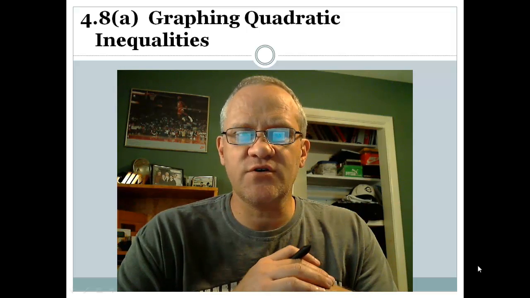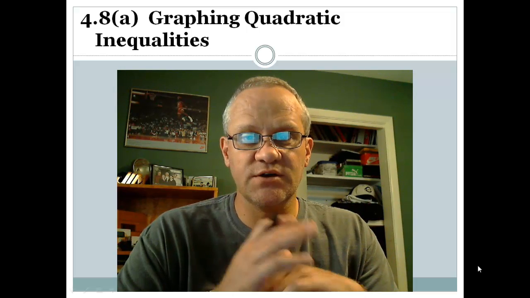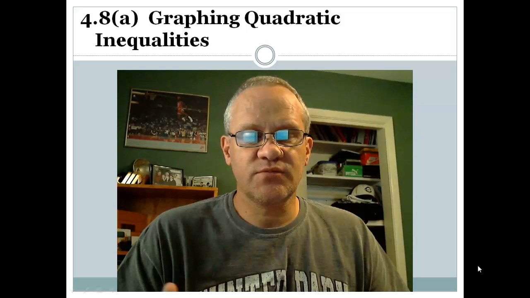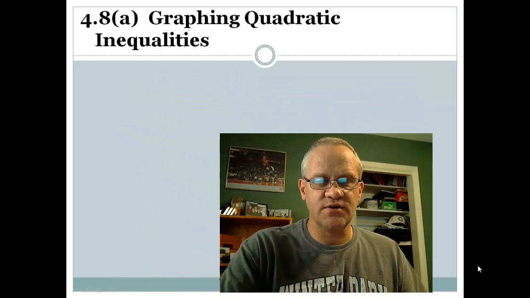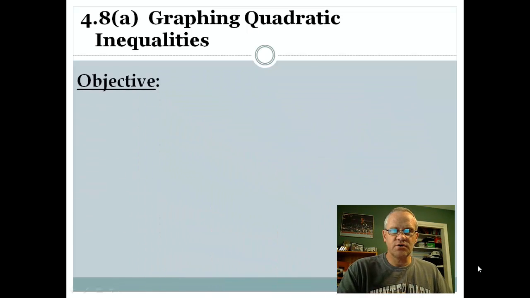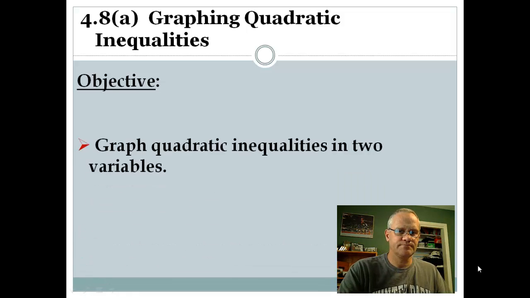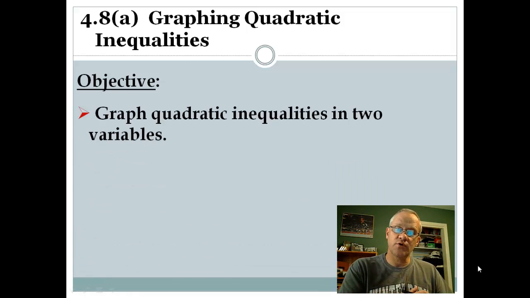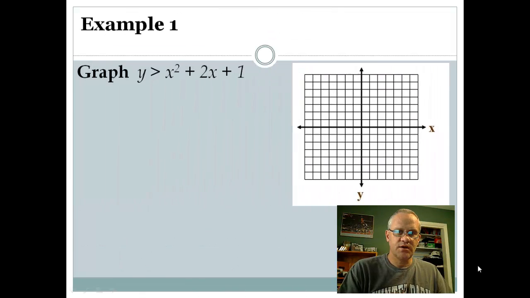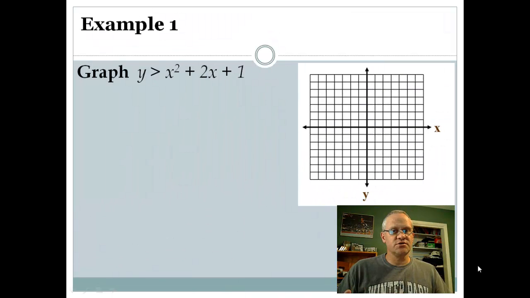We're just going to talk about graphing quadratic inequalities. Okay, so this is going to compare to several things that we've done before. Our objective today is we want to graph quadratic inequalities in two variables. So that's just on the x, y coordinate plane. All right, we're just going to look at a couple examples. That's all we're going to do. That's why I said it's going to be quick.